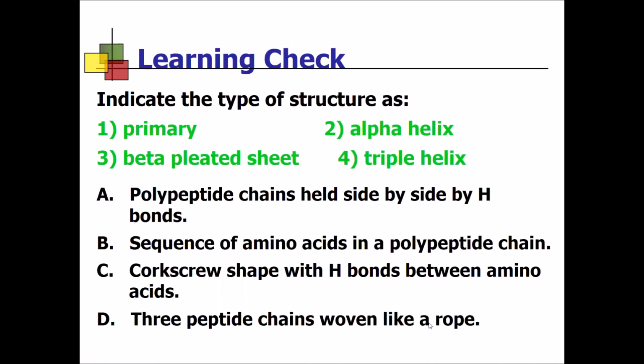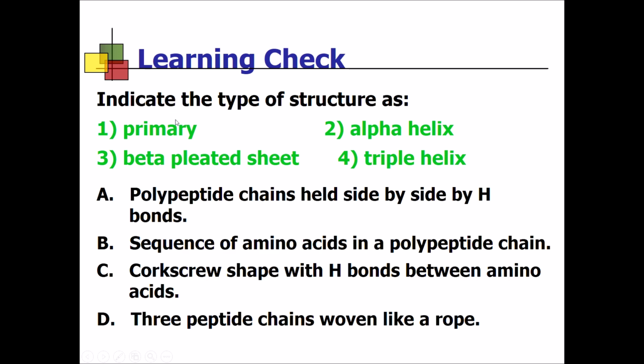All right, lastly, the learning check. Indicate the type of structure as either primary structure, alpha helix, beta pleated sheet, or triple helix. Pause the video and we'll come back in a few seconds to go over it. Okay, so for A, polypeptide chains held side by side, that's the key there, by hydrogen bonds. I think that's talking about beta pleated sheets. So A is beta pleated sheets. The sequence, that's the order of amino acids. That's the primary structure, okay?